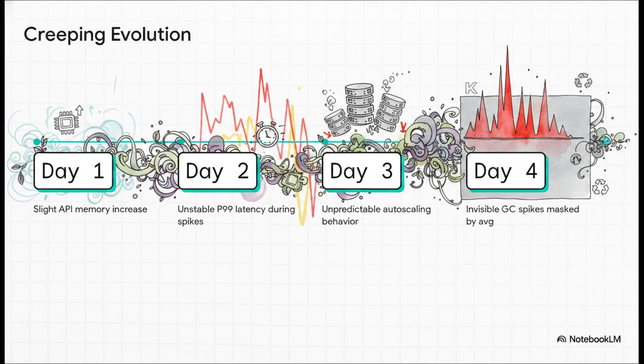But by day 2, the secondary effects start showing up. Your P99 latency gets all wobbly during traffic spikes. Day 3 brings in this totally unpredictable auto-scaling behavior, mostly because your new pods are immediately inheriting all the elevated load from the degraded instances. And by day 4, your garbage collection is working overtime, but your dashboards are only showing you aggregate averages, completely hiding the spikes. Meanwhile, infrastructure like Kubernetes is acting like a silent assassin. It's just quietly restarting your containers so fast that nobody even notices until it's way too late.